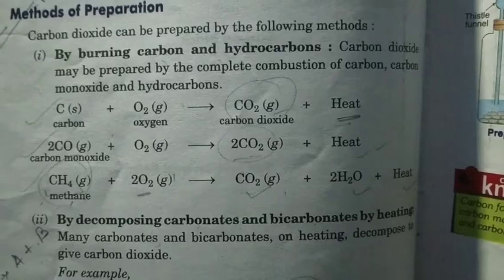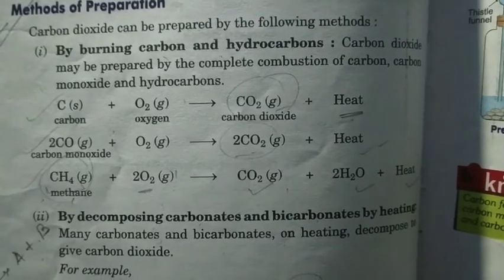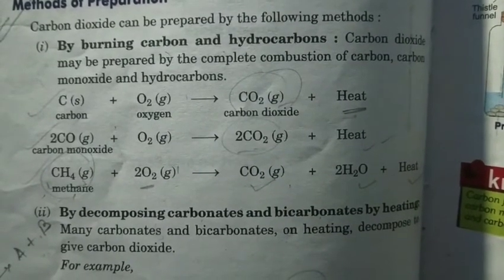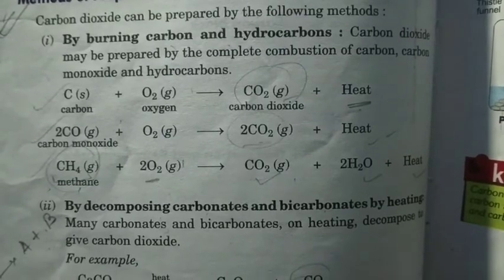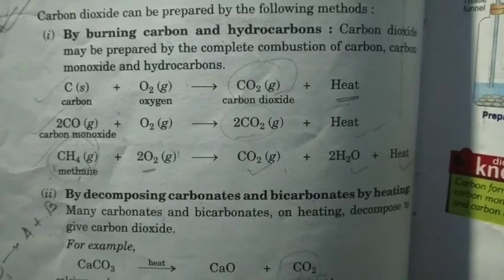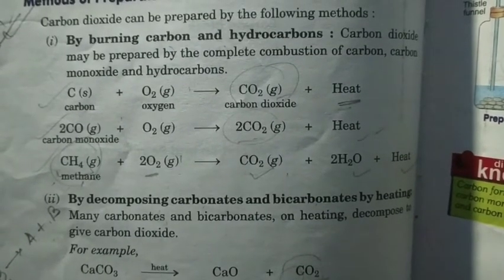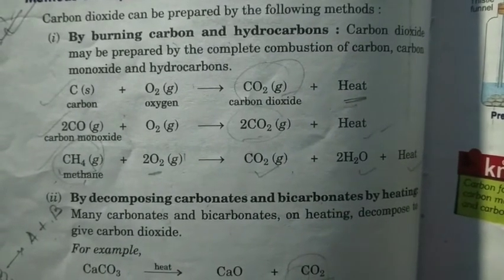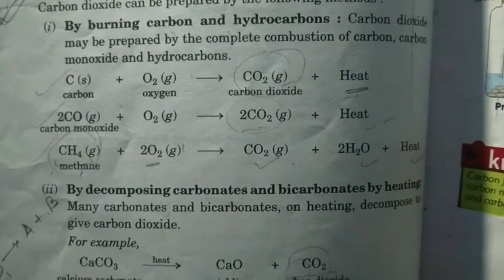CH4, which is methane, if you burn it in oxygen, it gives carbon dioxide gas plus water plus heat. So with the help of this, by the burning of carbon and hydrocarbons, carbon dioxide is prepared.